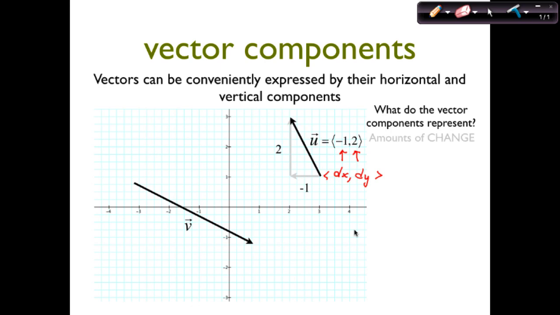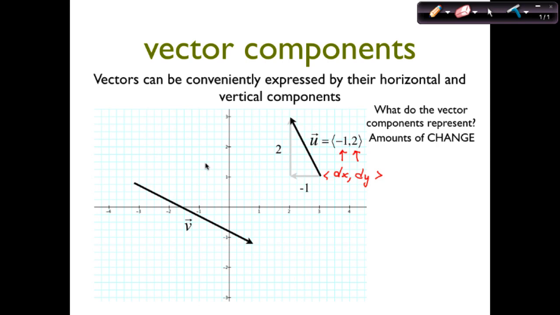Super important. Amounts of change, right? Amounts of change or variation. How much x varies, how much y varies. That's why vectors are mobile. Position doesn't matter. If I move this vector somewhere else, what are its components? Same, because the amount of change that vector represents in x and y does not change when I move that vector.